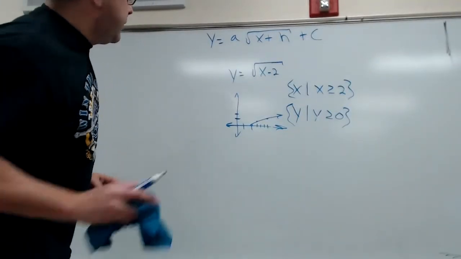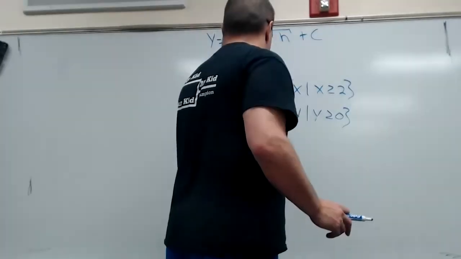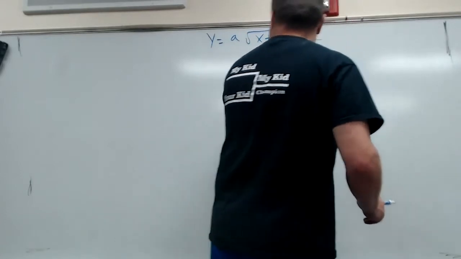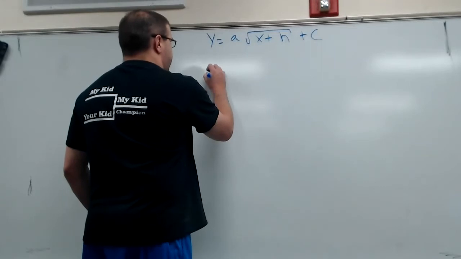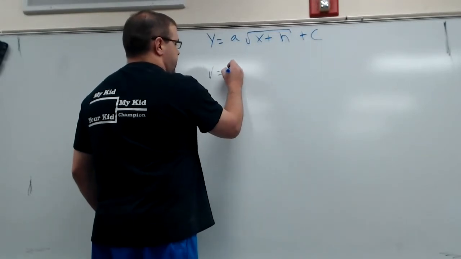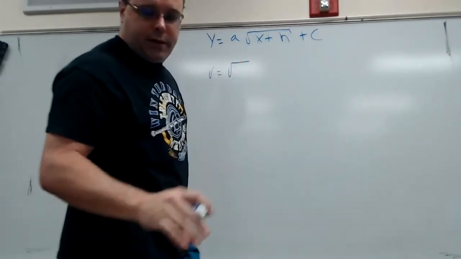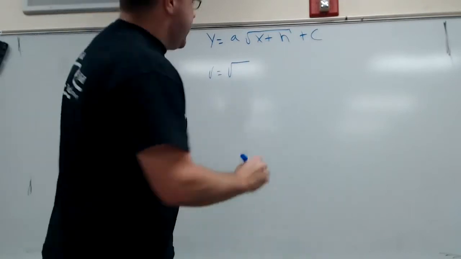All right, so we look at this one here. They gave us the equation. V is equal to the square root of 2gh.